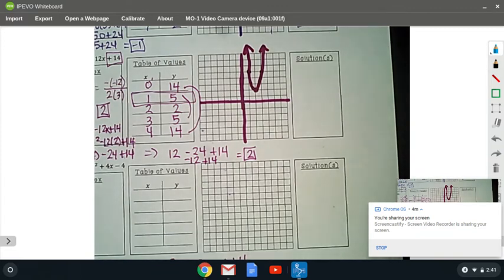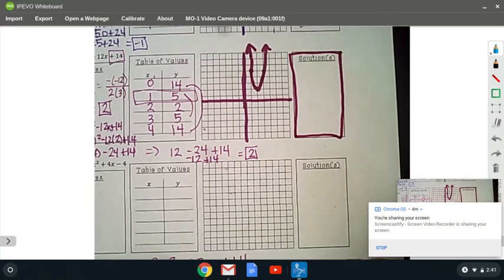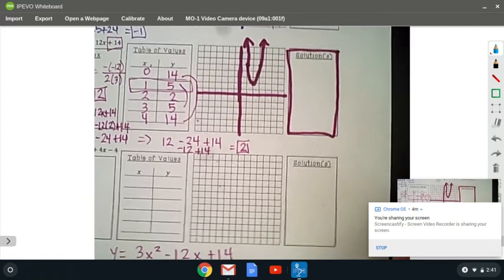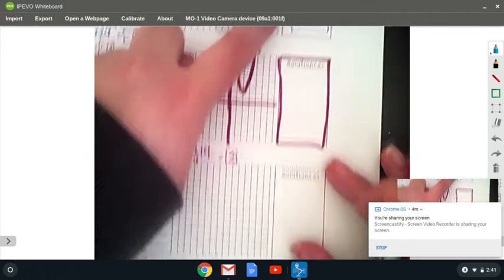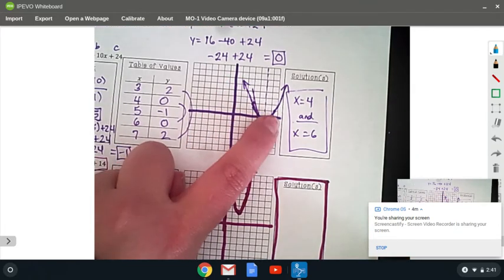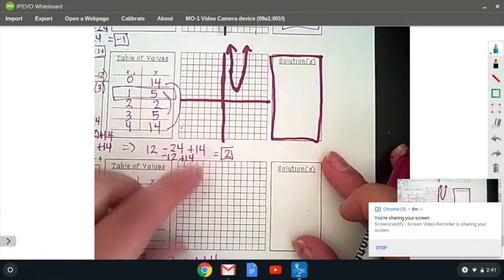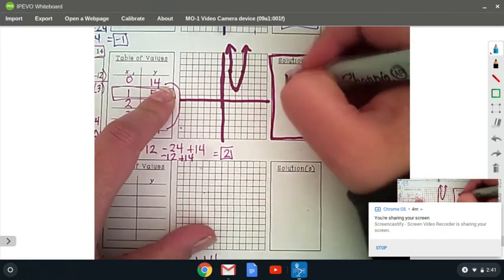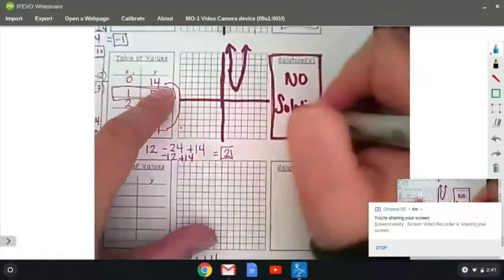Now the last thing I need to do in this problem, the actual answer to the problem, is to name the solutions. The solutions, remember, are where the graph crosses the x-axis, like over here it crossed at 4 and over here it crossed at 4 and 6. Is this crossing any x-axis? No, it's not. It doesn't touch it. So there are no solutions.